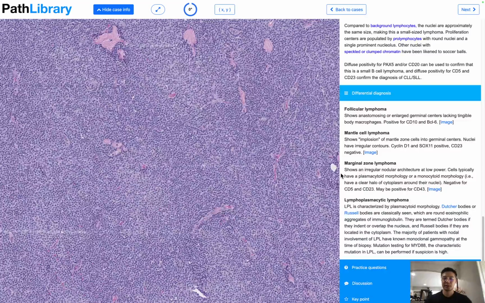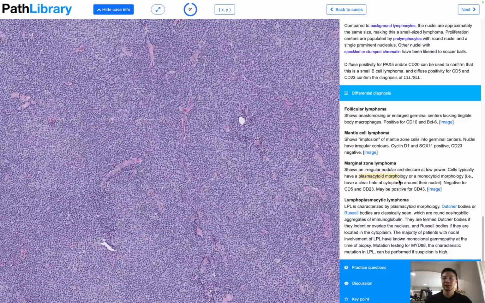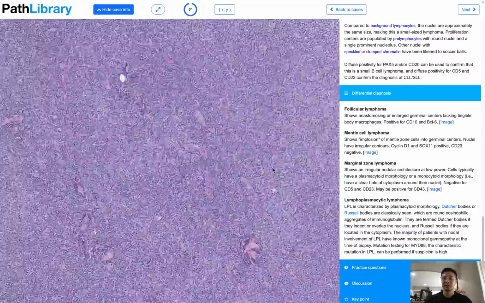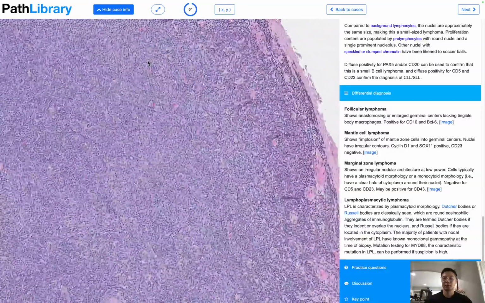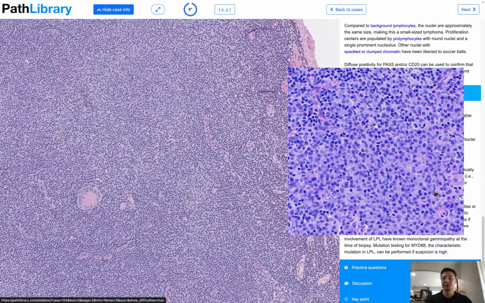Marginal zone lymphoma, this is Marge for Simpsons, so this is CD5, CD10 negative, and shows an irregular nodular architecture at low power. It's very monocytoid and can have a plasmacytoid morphology too. What monocytoid means basically is it has a clear halo of cytoplasm around the nuclei. It's negative for CD5 and CD23, maybe positive for CD43. And here's a close-up view of marginal zone.